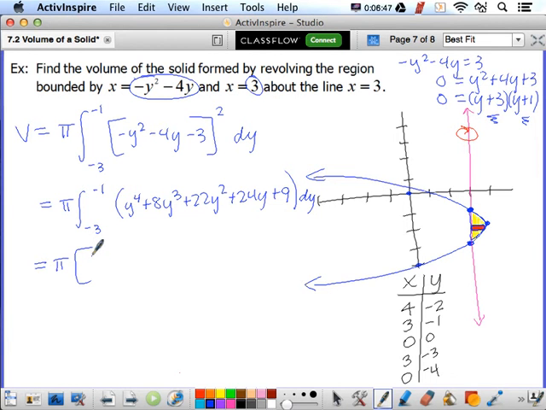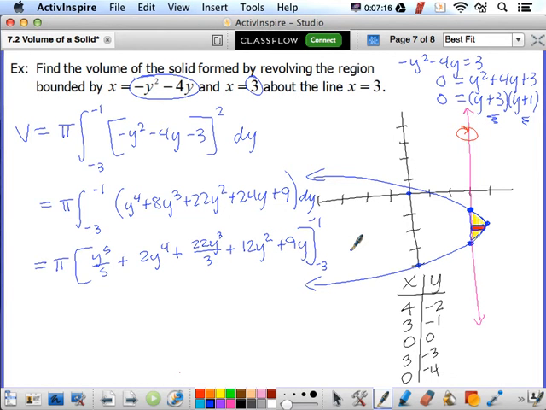Y to the 5th over 5. 8y to the 4th over 4. So that would really be 2y to the 4th, right? This would be 22y cubed all over 3. And this would be 24y squared over 2, so 12y squared. And finally 9y. And we need to evaluate that between -3 and -1, sorry.